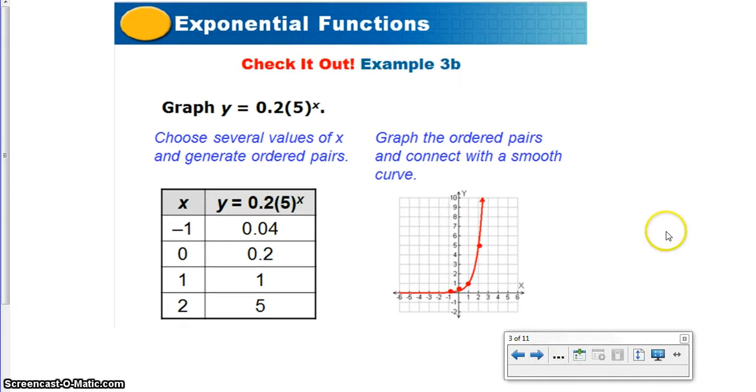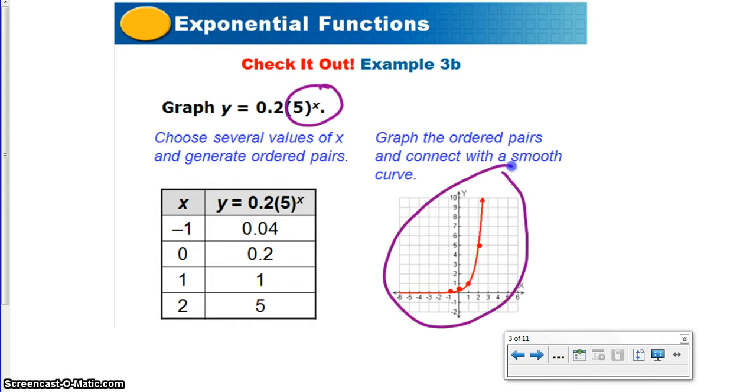All right, take a look at this one. Notice that because the rate is greater than the previous one, look what happens to the curve. It exponentially grows faster, which means it has a steeper curve. Also, because 5 is greater than 1, you have a curve rising to the right.